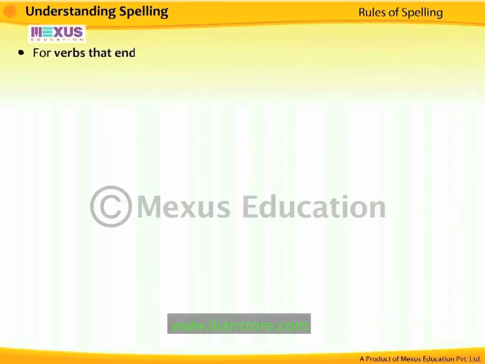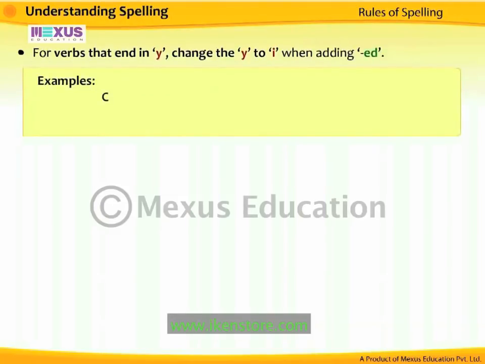For verbs that end in Y, change the Y to I when adding ed. For example, CRY, cry, becomes CRIED, cried. SPY, spy, becomes SPIED, spied.